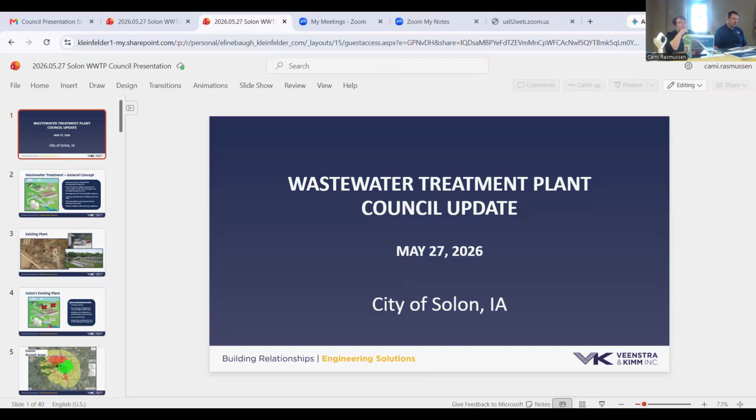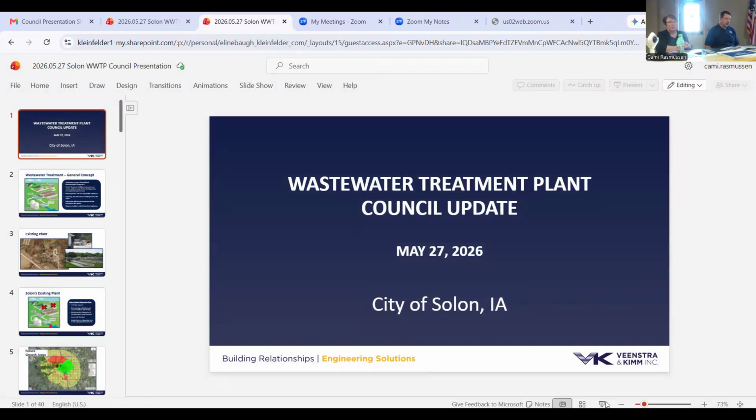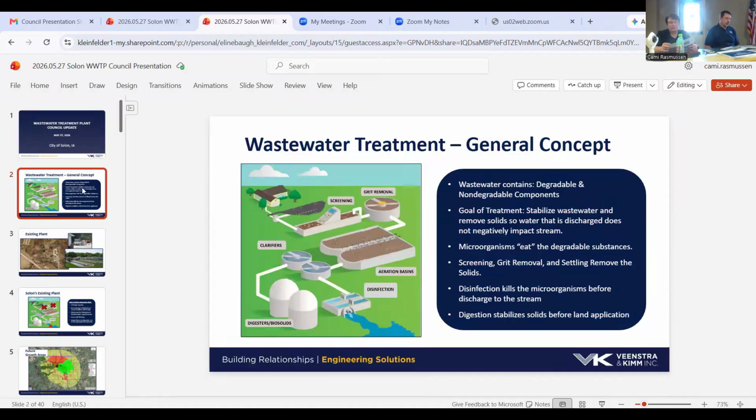non-degradable components. So when we do wastewater treatment, our goal is to stabilize the wastewater and remove the solids so that when we discharge it, it doesn't impact the stream. If we don't do that, stuff goes into the stream and microorganisms there work on it, and it drops the oxygen in the stream, kills fish, that kind of stuff. So we try to take care of that before we discharge it. So it's just regular water going into that stream as much as possible.